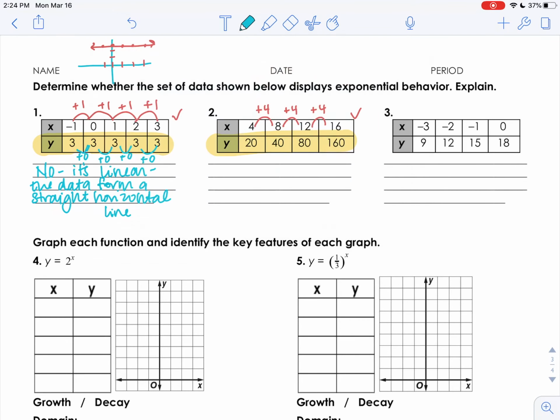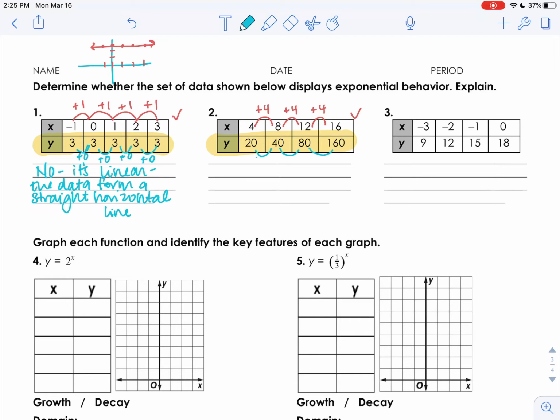So now I want to look for a pattern in my y values. So I've got 20, 40, 80, 160. You might think, okay, to get from 20 to 40, I'm doing +20. To get from 40 to 80, I'm actually not doing +20. 40 plus 20 is 60, and if I look from 80 to 160, that's definitely not a +20. So this idea of +20 is not going to work.